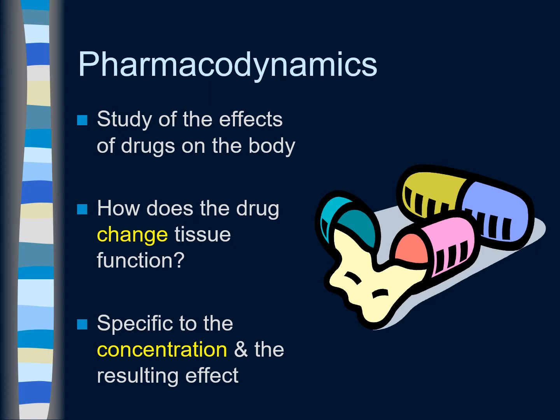The final process for mechanism of action that we want to discuss is pharmacodynamics. When you see the suffix dynamics, I'm sure you probably thought about change. So pharmacodynamics refers to how a drug will change tissue function. It's the study of the effects of the drugs on the body. It's specific to the concentration reaching the target tissue to get the resulting effect.